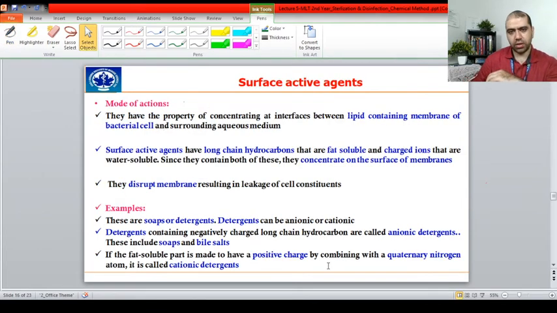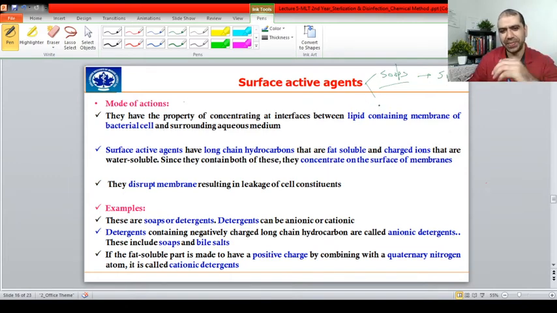Now, there are surface active agents. Surface active agents are nothing but your soaps and detergents. So why do doctors insist on using soap and cleaning for around 5 to 7 minutes? Or in this corona time, they are also telling us to clean our clothes with good detergents, because detergents can kill any kind of viruses or bacteria.